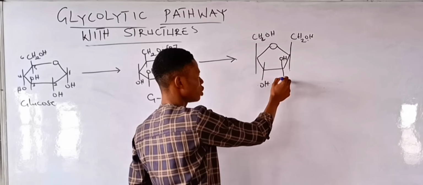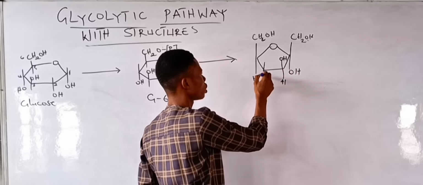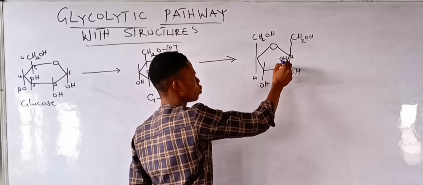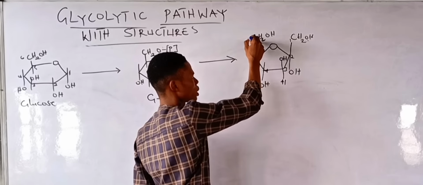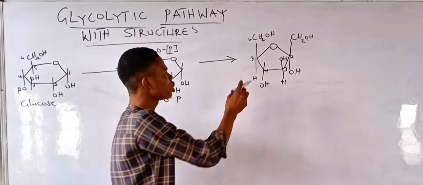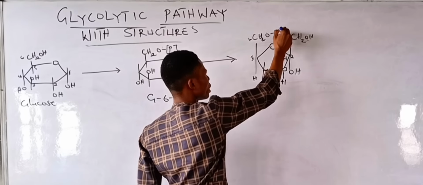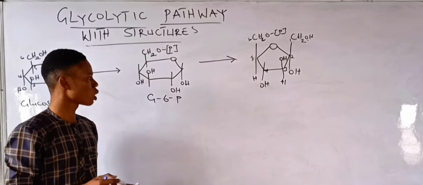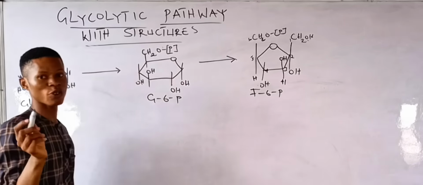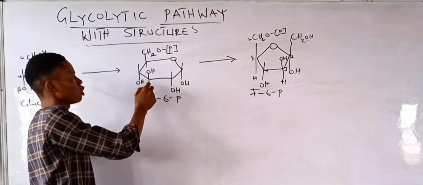Yeah, OH, H. If I'm numbering this, this is my carbon 1, 2, 3, 4, 5, 6. And we said fructose 6 phosphate. Meaning on carbon 6, I'm putting what? Phosphate group, right? So now what I have is fructose 6 phosphate. Please feel free to complete all these points with your hydrogen.